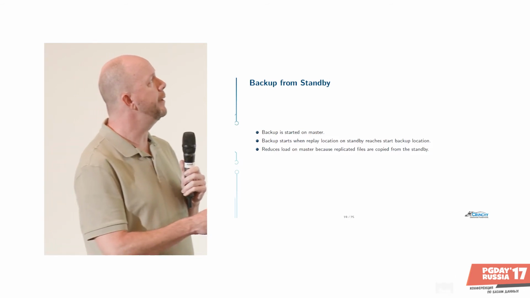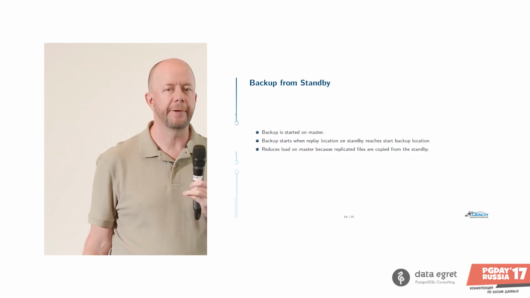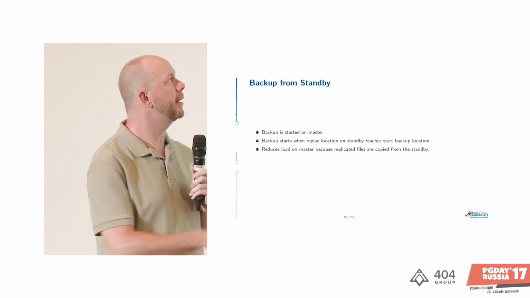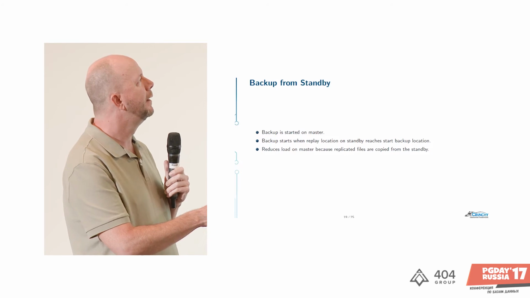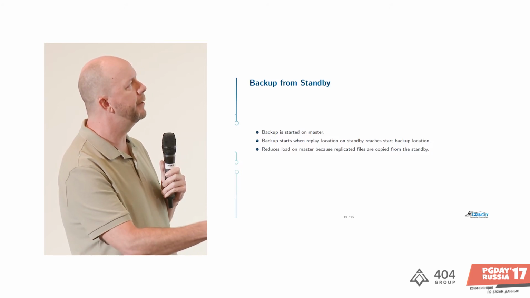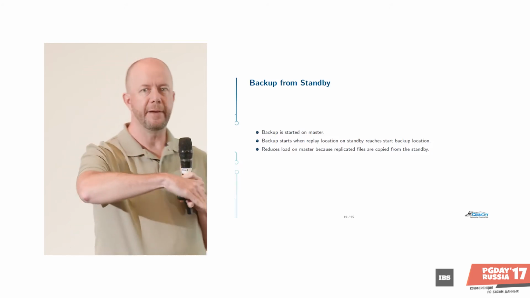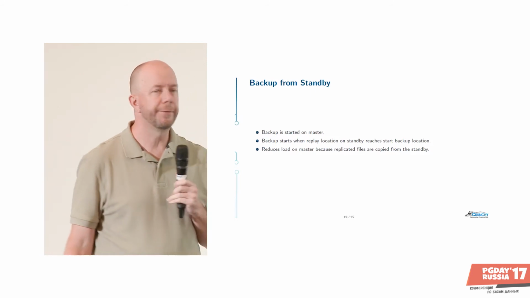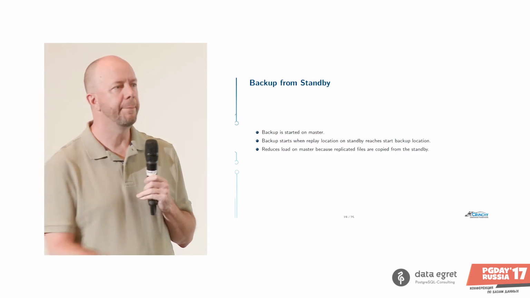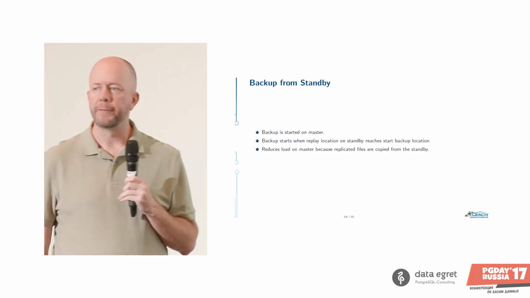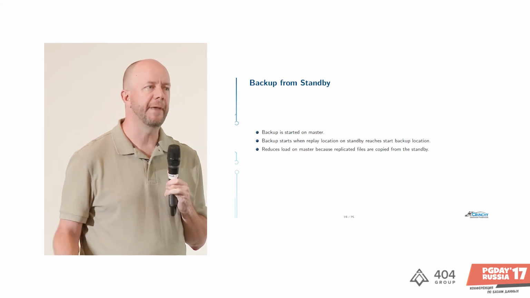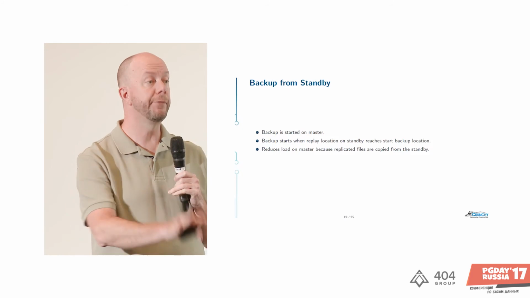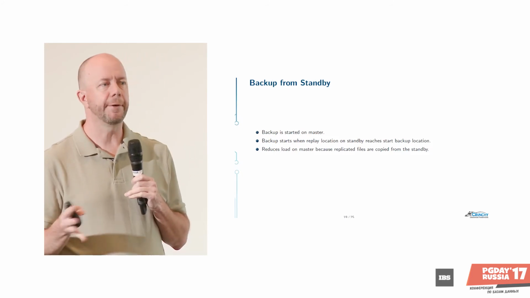So essentially what we do is we create a backup that looks just like it was taken on the master. Just like a normal master backup, we start the backup on the master. We wait until the replay location on the standby reaches that location at the start of backup. And then we copy all the replicated files from the standby, and we copy everything else from the master. So essentially what you get is a backup that looks exactly like it was taken on the master, but actually is taken from the standby instead. Most of it. Right, so some things are copied from the master.